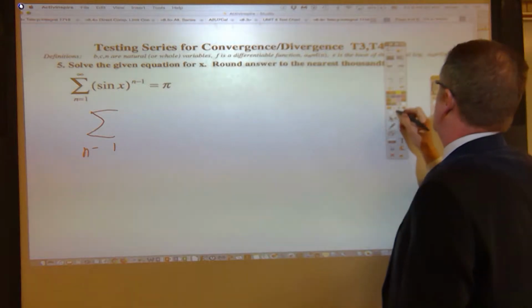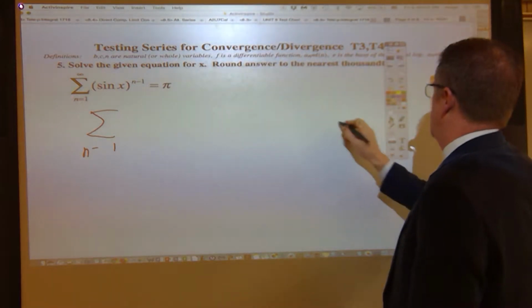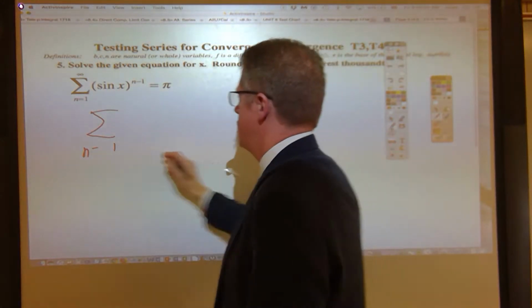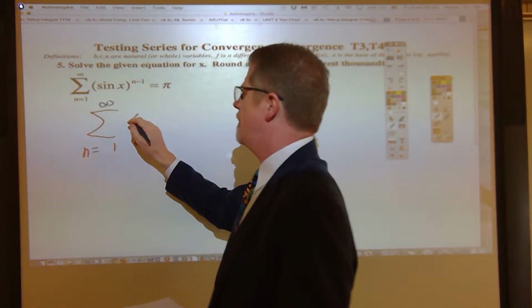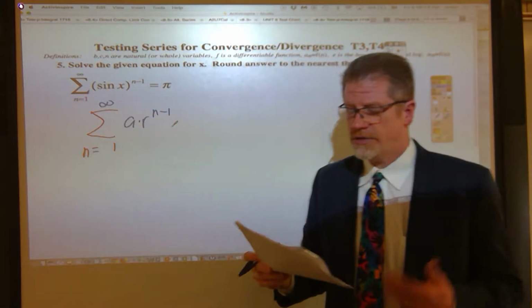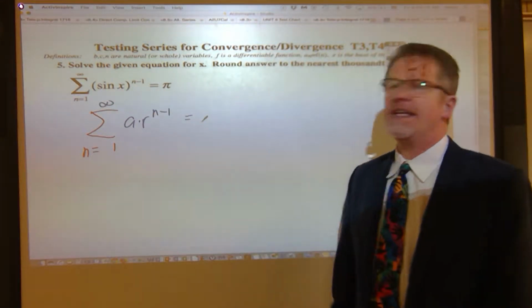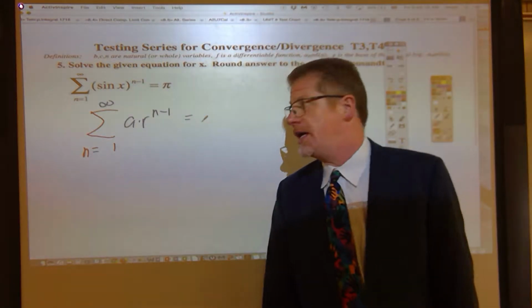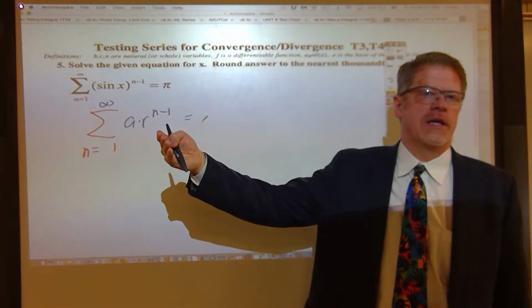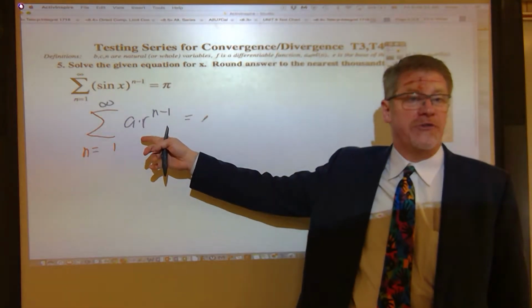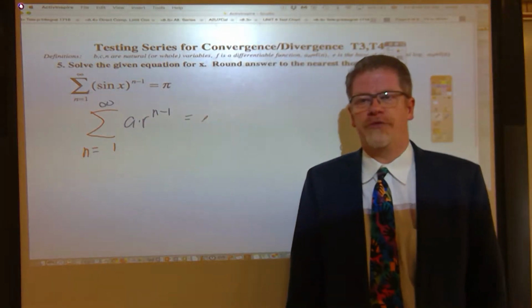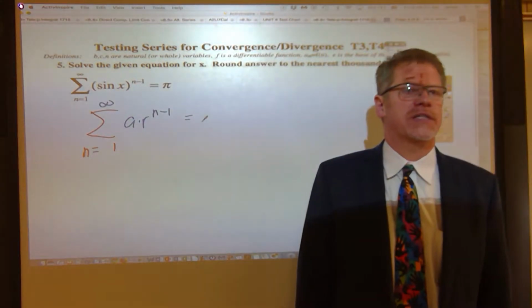Some of you probably already know what the summation from n equals 1 to infinity of a times r to the n minus 1 is. There's a formula for it. What is the formula for the summation from n equals 1 to infinity of a times r to the n minus 1? It's a pre-calculus formula. Really, look at this. Isn't it an infinite geometric series? What's the formula for the sum of an infinite geometric series?